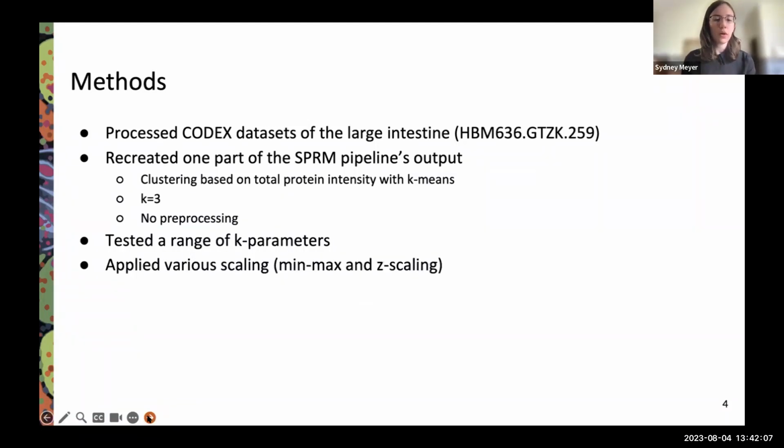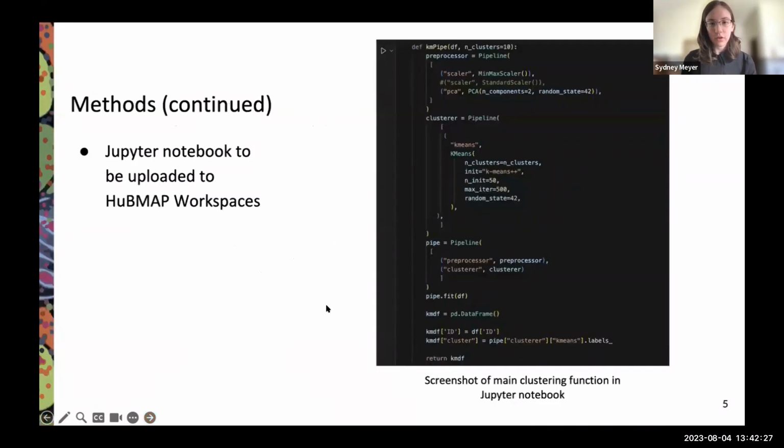And we also applied various types of scaling within the code, starting with min-max scaling and then trying z-scaling, also known as standard scaling, and creating a function that could take just a subset of the proteins within the sample. So here is a picture of the main clustering function that is in the Jupyter notebook of the code. This will be eventually uploaded to workspaces once it has been refined and completed.